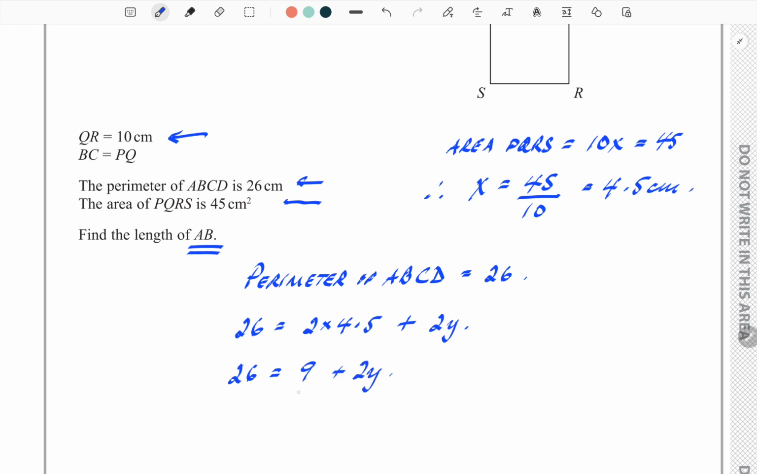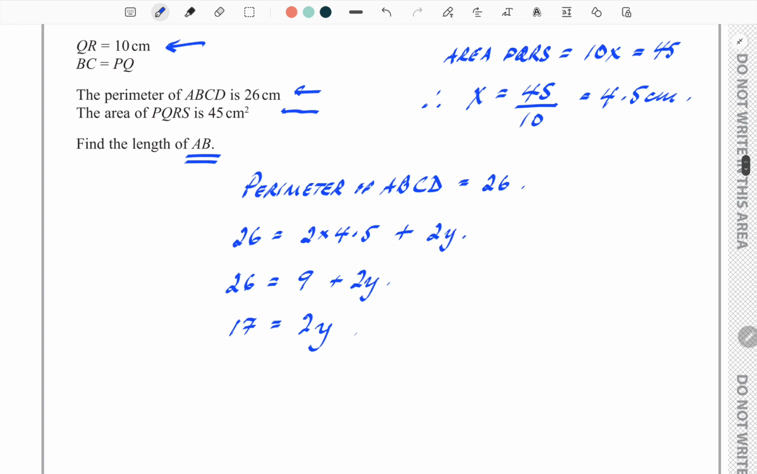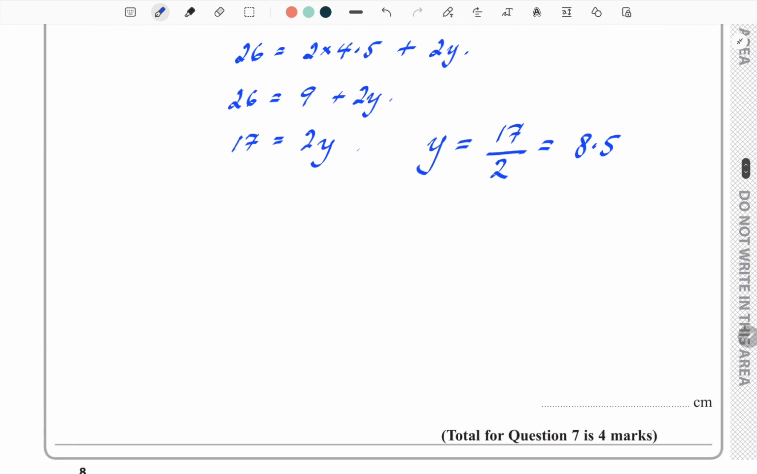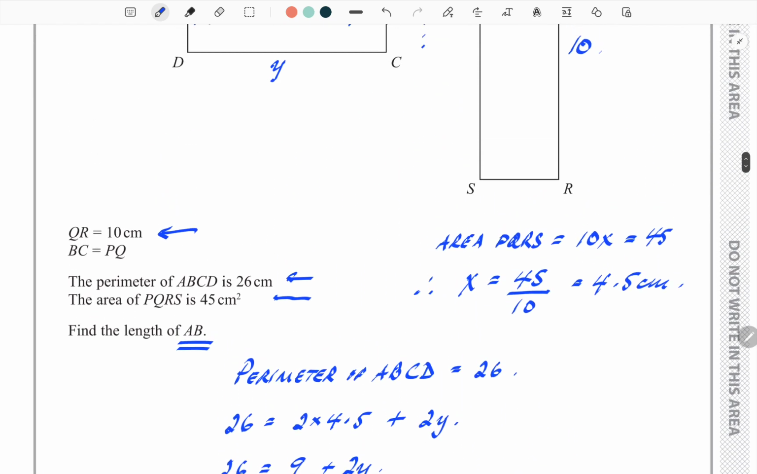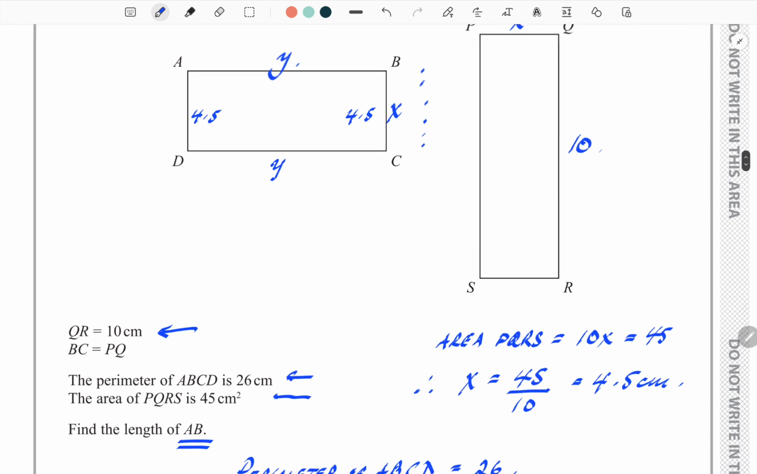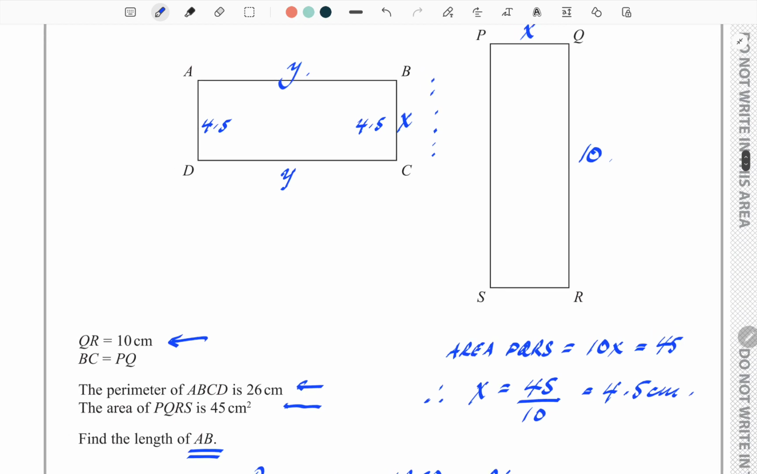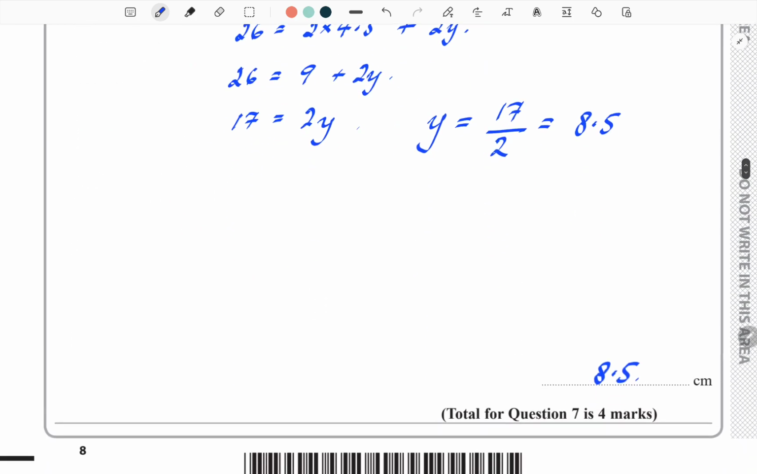Take away 9 from 26, so what have we got? 17, okay, and that equals 2y. Therefore, y must equal 17 divided by 2, 8.5. All right, so the answer is 8.5 centimeters. Remember the properties of rectangles and perimeters. That's the main point of that particular question. All right. Okay, moving on.